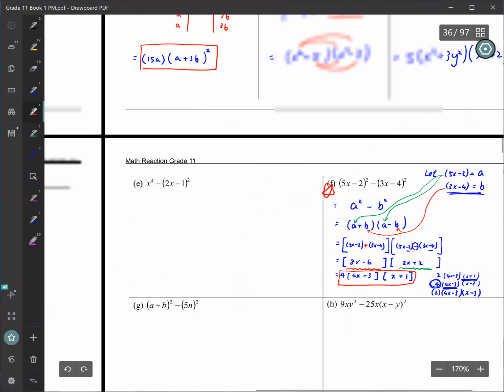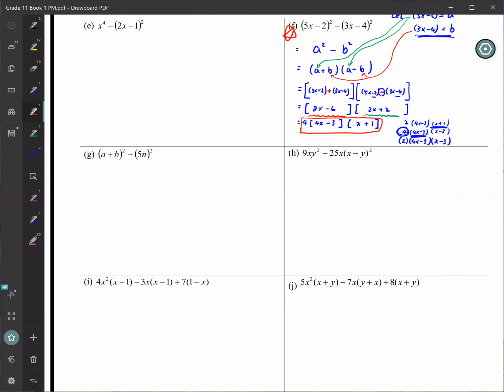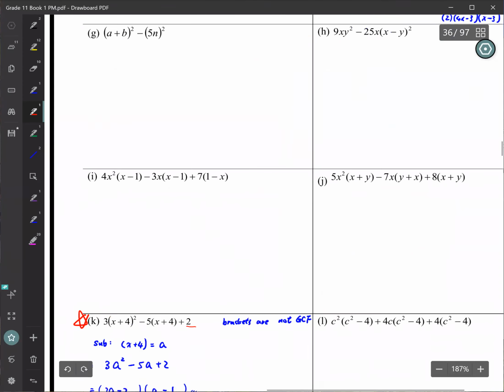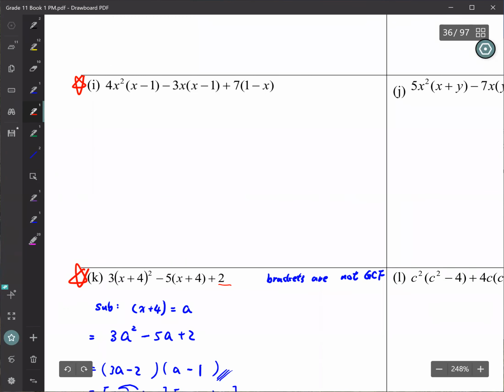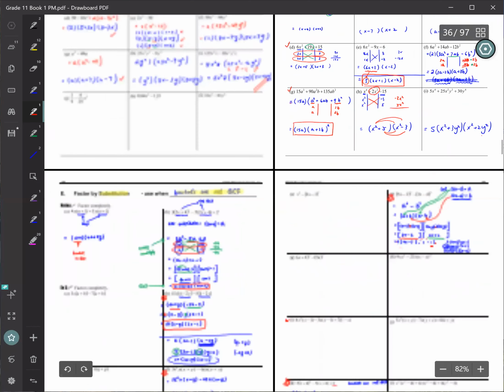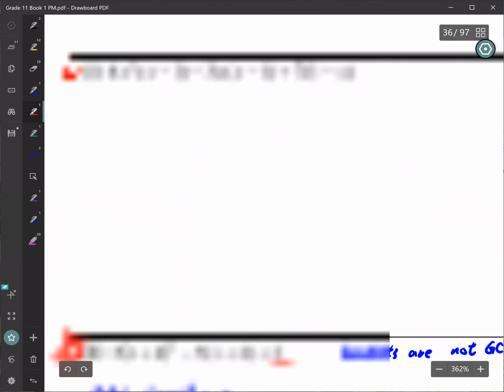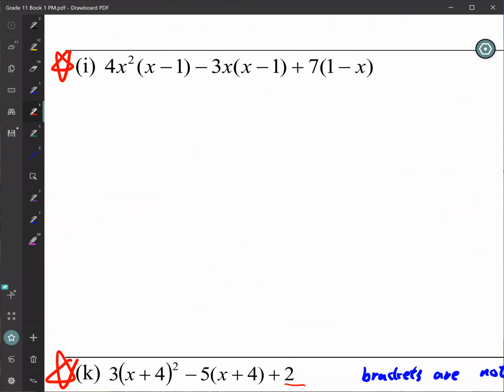Okay, let's pick another one. Which one should we do? Let's do question I, a little bit tricky one here. Okay, question I. My first question is, are the brackets GCF in this question? What do you think?